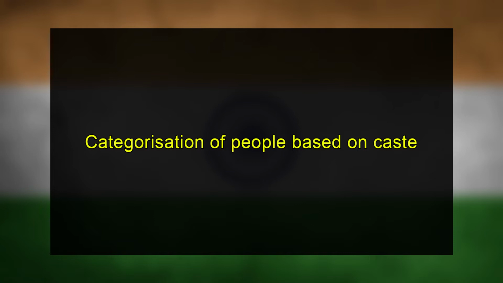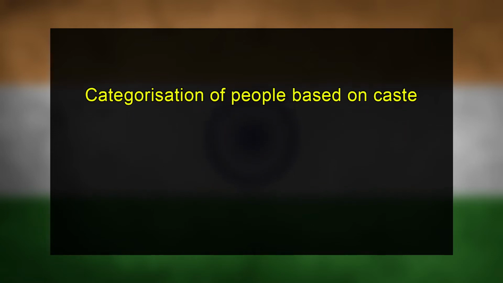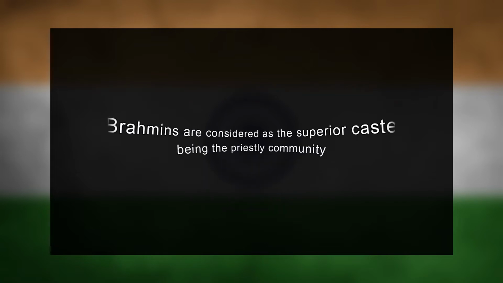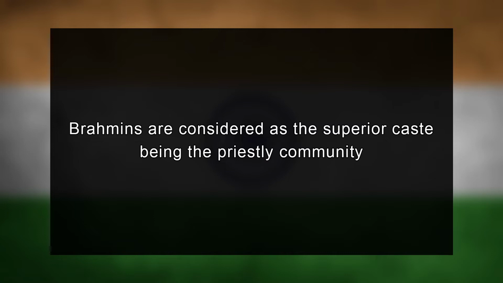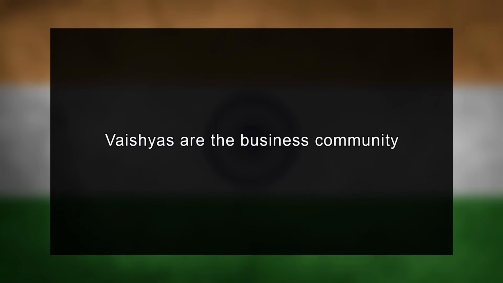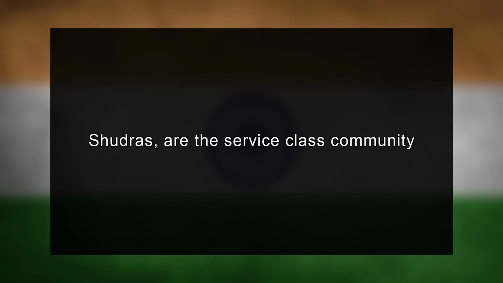It is conventional to say that the traditional Indian society was stratified into four categories based on birth and occupation. People were categorized according to the caste he or she belongs to, the groups such as Brahmins, Kshatriyas, Vaishyas and Shudras. The Brahmins are considered the superior caste, being the priestly community. The social structure defined them as the intellectual community, followed by Kshatriyas, a warrior community who were the guardians of the society. The Vaishyas are the business community, followed by Shudras, the service class community.